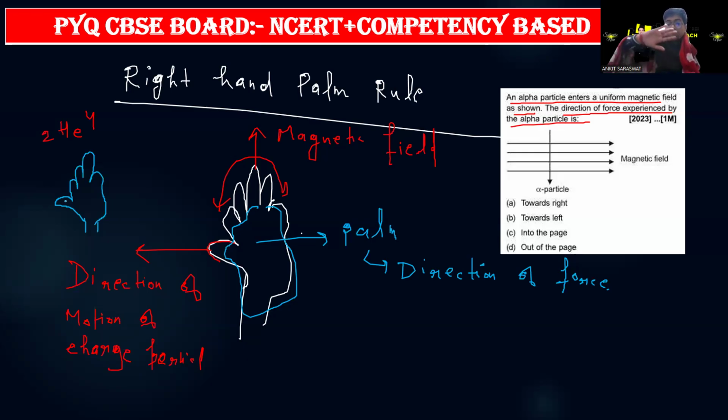Remember, velocity, magnetic field, force, all are perpendicular. Now, where is our magnetic field? Magnetic field is like this. This thumb is in the direction of the positively charged particle. It looks like it is going up, but it is going down. So it will be like this. You can't understand because I can't rotate my hand fully.